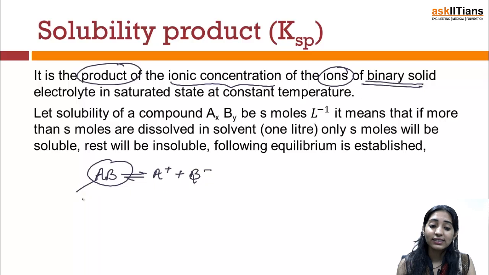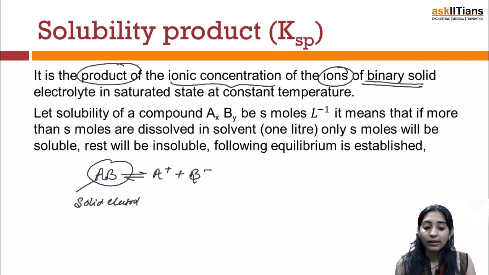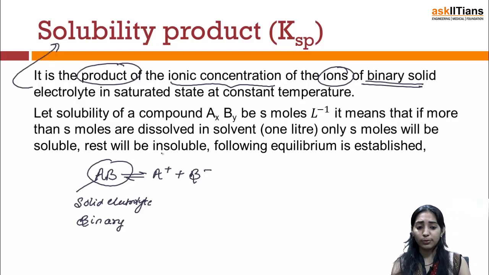So this is a solid electrolyte, and it is binary because it is made up of two particular ions. So it's a binary solid electrolyte. If I find the product of the ionic concentrations of the individual ions of the binary solid in a saturated state and at a constant temperature, whatever value I get, I'll term it as the solubility product.